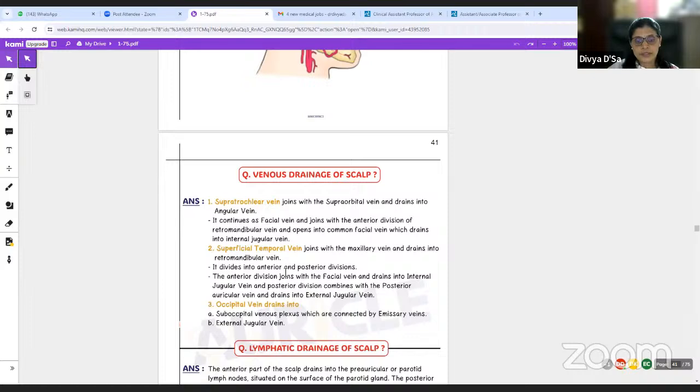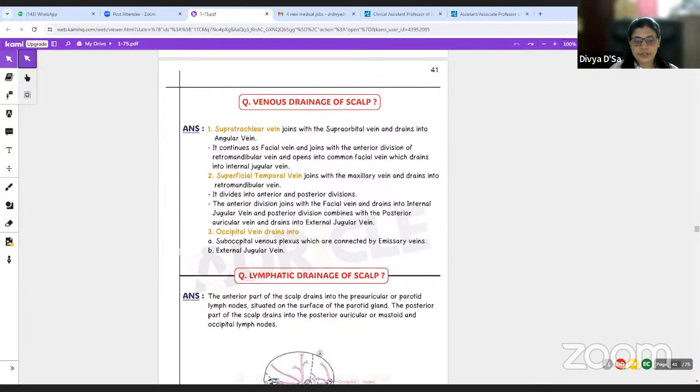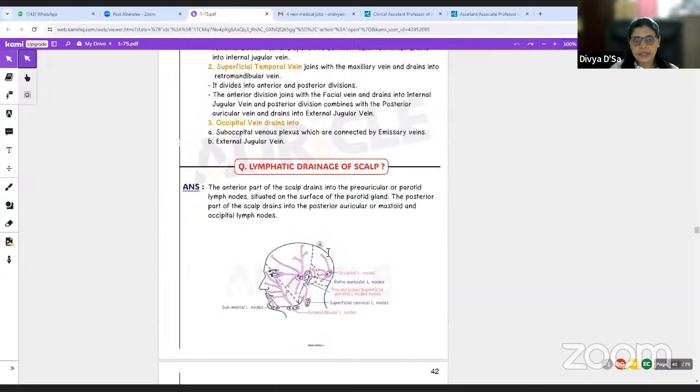Then coming to the lymphatic drainage, the anterior part of the scalp drains into the preauricular or parotid group of lymph nodes, situated on the surface of the parotid gland. And the posterior part of the scalp drains into the posterior auricular or mastoid and occipital groups of lymph nodes.